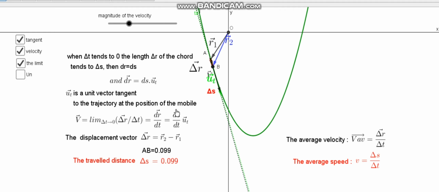The magnitude of the instantaneous velocity is the limit of the average speed when delta t tends to 0, and its direction is ut, the vector ut, the tangent.